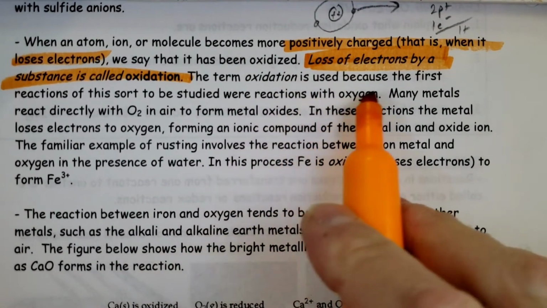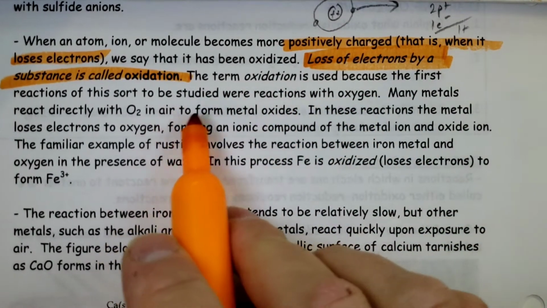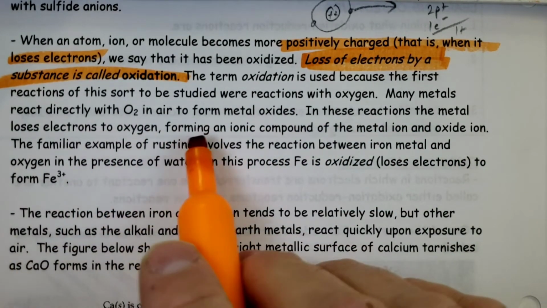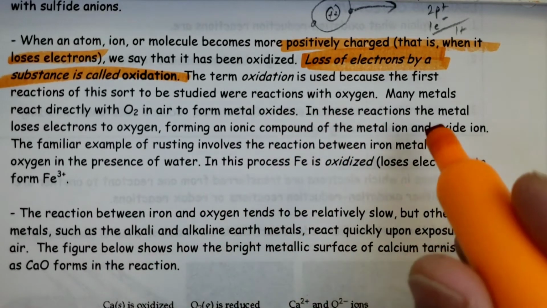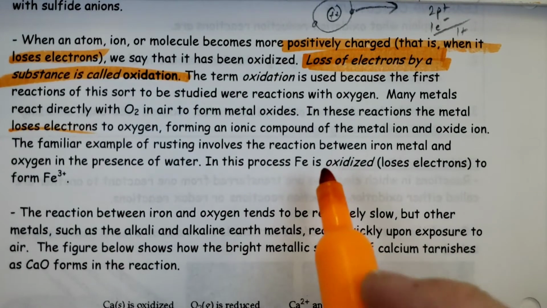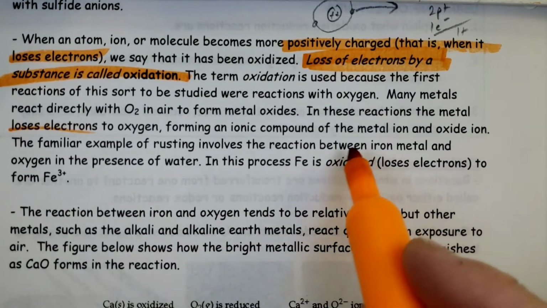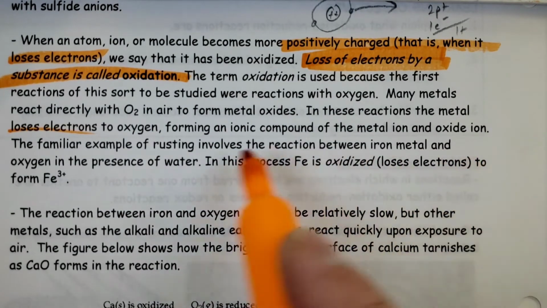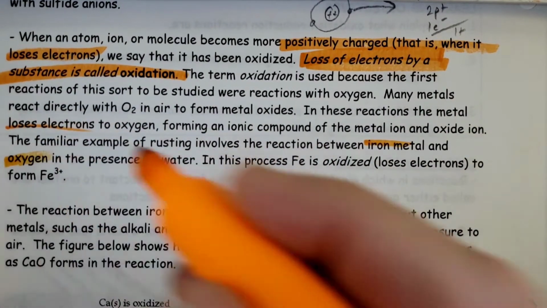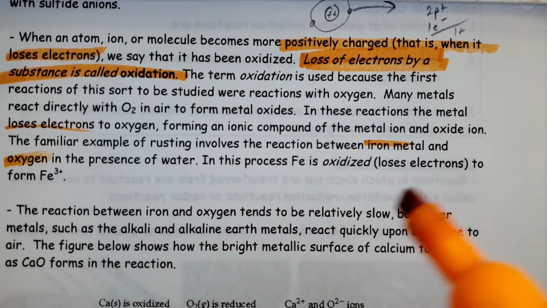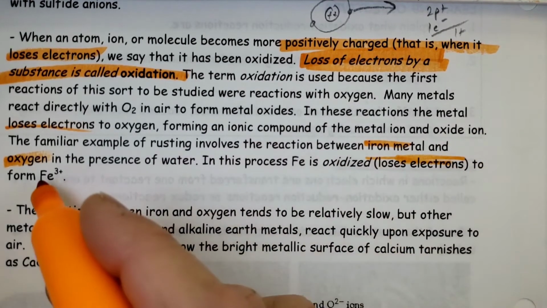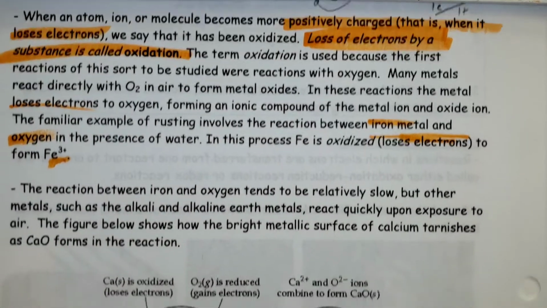The term oxidation is used because the first reactions of this sort to be studied were reactions with oxygen. Many metals react directly with O2 in the air to form metal oxides. In these reactions, the metal loses electrons to oxygen, forming an ionic compound of the metal ion and oxide ion. The familiar example of rusting involves a reaction between iron metal and oxygen in the presence of water. In this process, iron is oxidized, loses electrons, and becomes Fe3+.